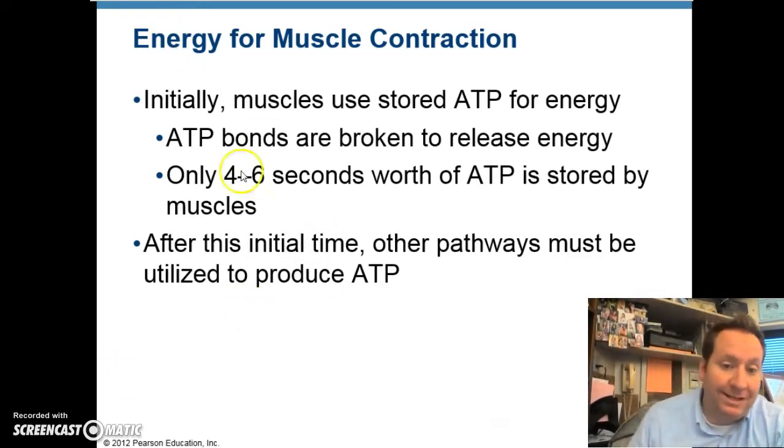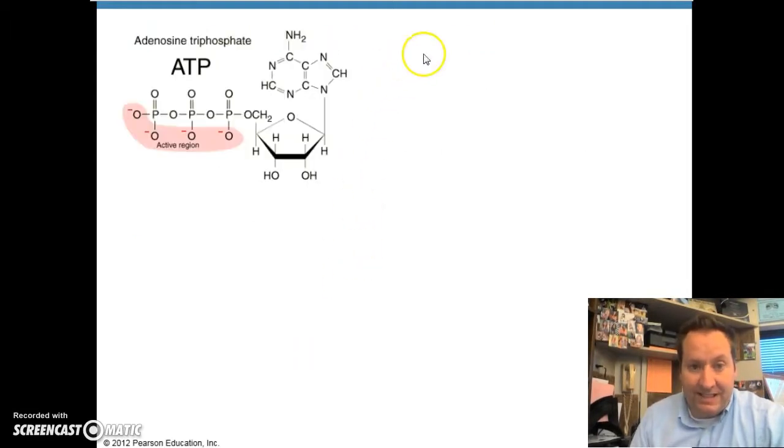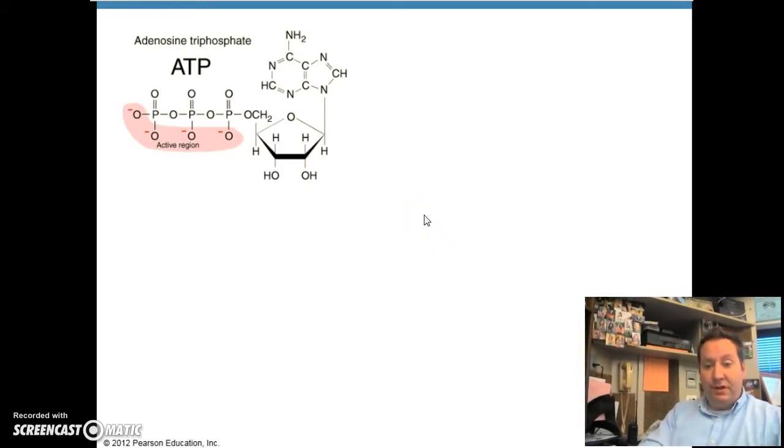So remember, the first thing you've got to memorize is that you've got about 4 to 6 seconds' worth of stored ATP, and now we have to find another way for our body to produce ATP inside that skeletal muscle for it to function. This is an ATP molecule. Remember, when we're dealing with ATP, all you're doing is breaking down the bonds, and these bonds that you break down are going to be used to produce energy, and then this energy is going to be used to do something. In the case of skeletal muscle, this energy is going to be used to help these myosin heads get off the actin and latch onto the next active site on the actin itself.